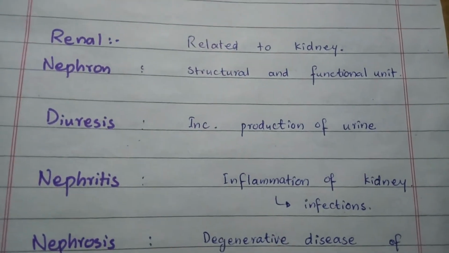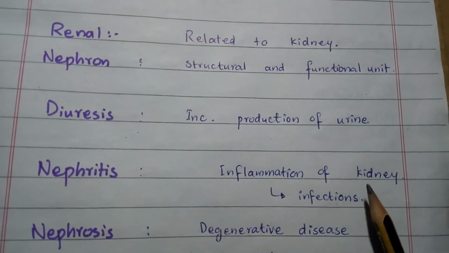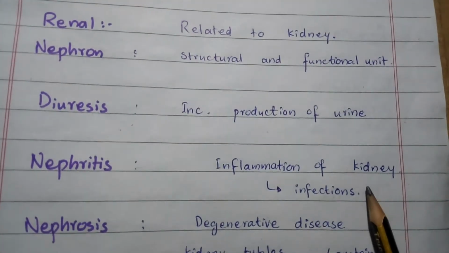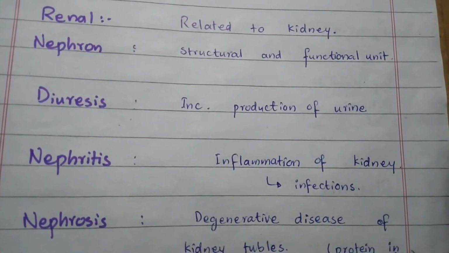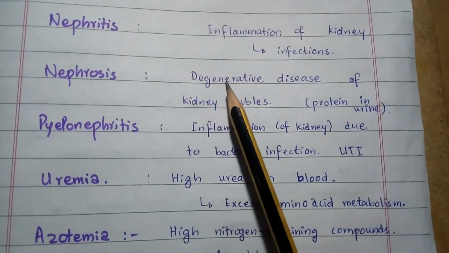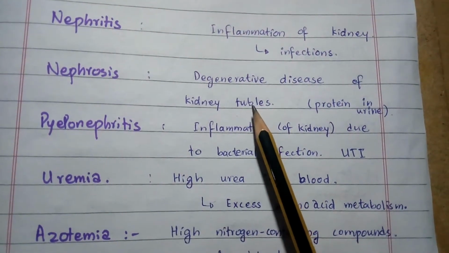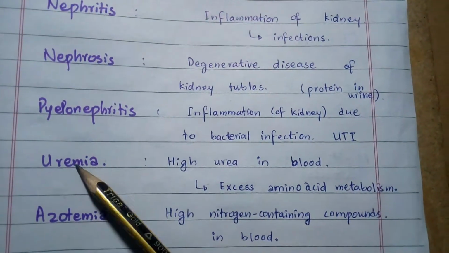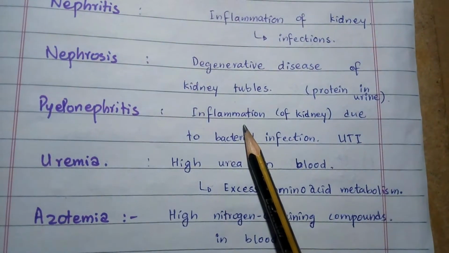Then nephritis. Inflammation of the kidney is called nephritis. Inflammation of the glomerulus, tubules or renal tissue can also be termed nephritis. It is due to infections. Then nephrosis. Any degenerative disease of the kidney tubules is called nephrosis. In this case, protein passes into the urine.